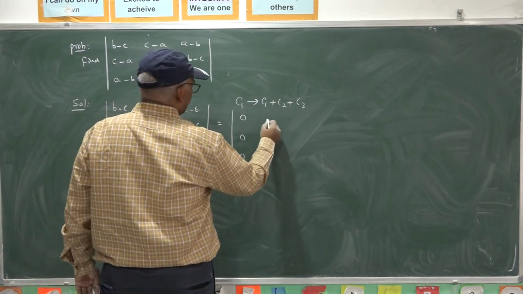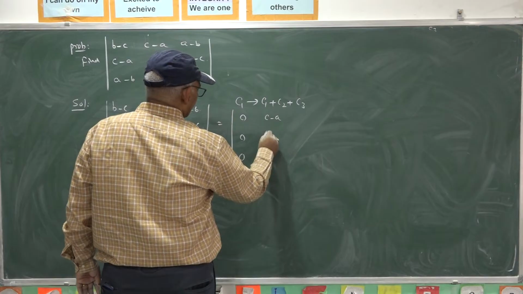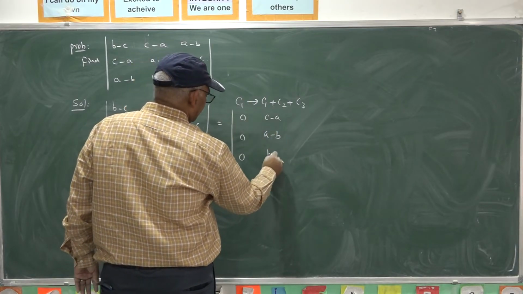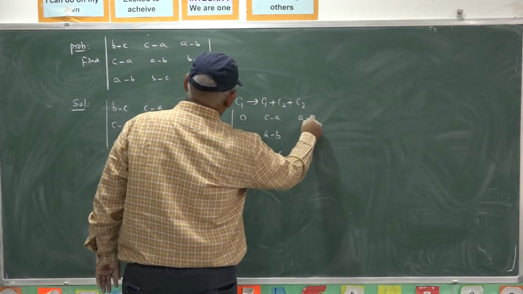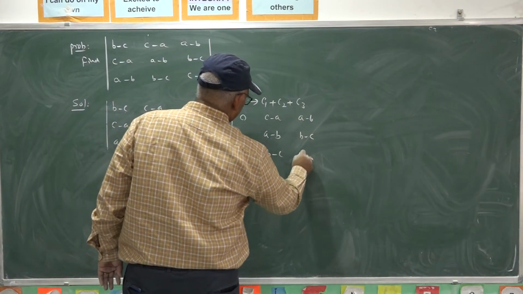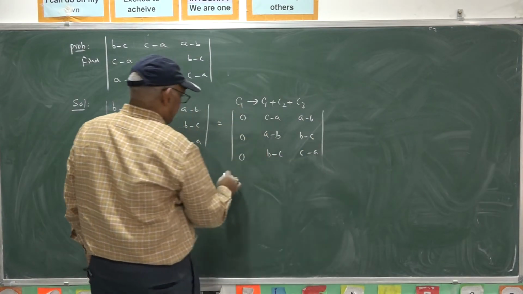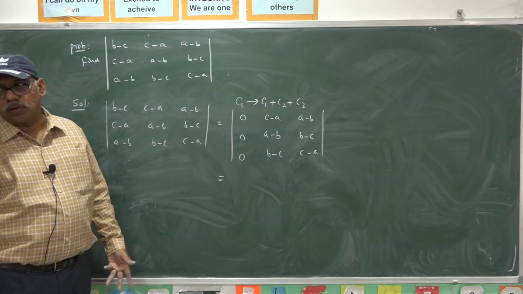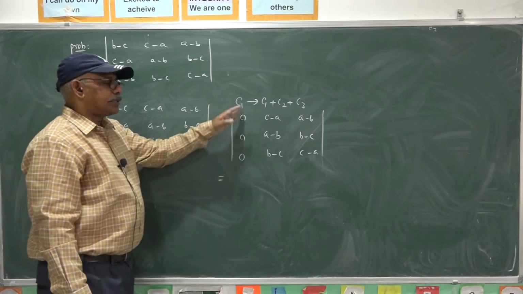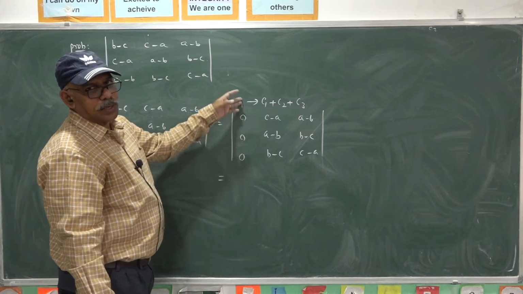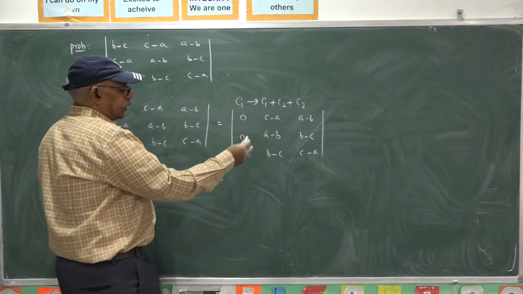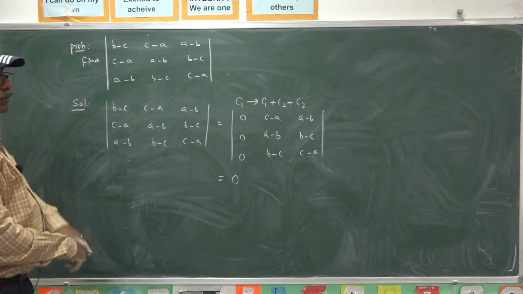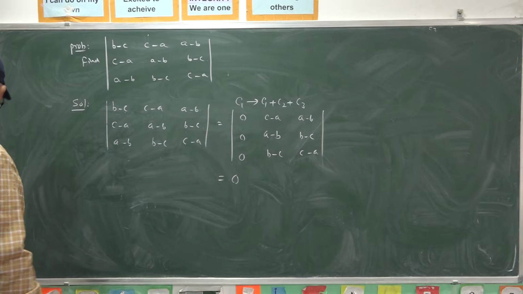The remaining 2 columns are unchanged, because the transformation is only over C1: a minus b, b minus c, c minus a. Here clearly the first column elements all become zeros. Once all the elements of a column are zeros, the determinant value is clearly 0. Hence the determinant value is 0.